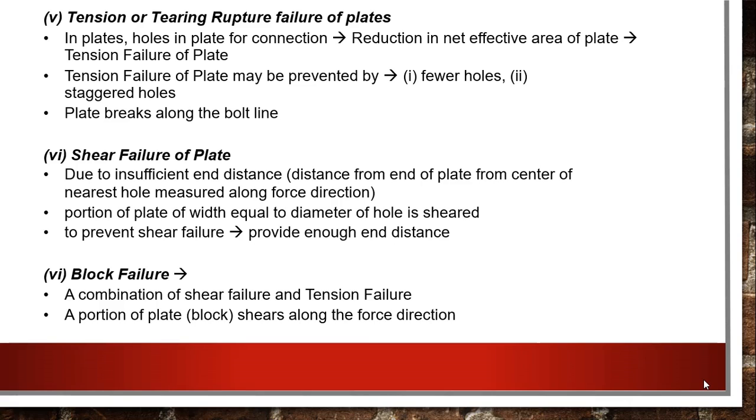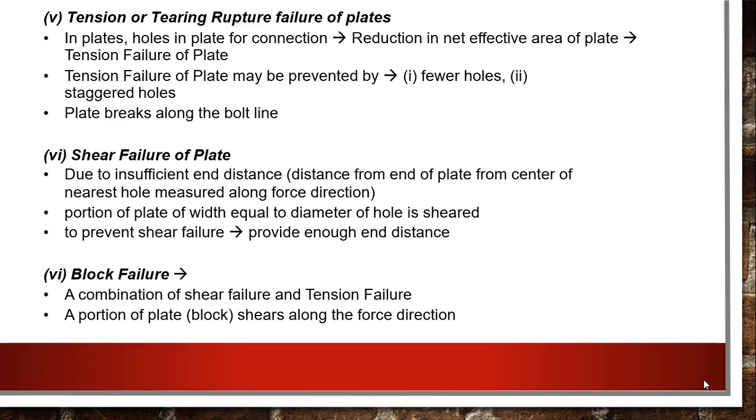The fifth type of failure is tension or tearing rupture failure of plates. In plates, holes are made for connection, and because of that there is a reduction in the net effective area of the plate, which ultimately gives the tension failure of the plate. Then the tension failure of plate may be prevented with the help of fewer holes or staggered holes, right. So by making the minimum number of holes, you can prevent the tension failure of plates. Then the plate breaks along the bolt line. Generally the failure takes place along the bolt line, right.